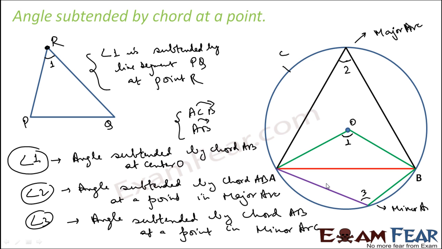Right? So if you see, all these three, angle 1, angle 2, angle 3, are actually the angle subtended by the chord AB. But angle 1 is the angle subtended at the center, angle 2 is the angle subtended at a point in the major arc, angle 3 is the angle subtended at a point in the minor arc. When you talk about the angle subtended, you talk about the angle subtended by a line and angle subtended at a point. For example, angle subtended by a line PQ at a point R. Angle subtended by the line AB at a point O, angle subtended by the line AB at a point in the major arc, angle subtended by a chord AB at a point in the minor arc. That is the concept.